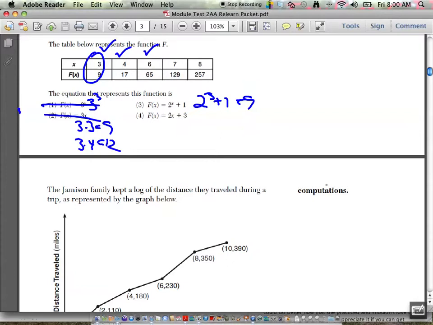This is looking pretty good. 2 to the 7th, you just do it on your calculator. 2 to the 7th is 128, plus 1 is 129. And 2 to the 8th is 256, plus 1 is 257. So there it is, choice 3. Okay?